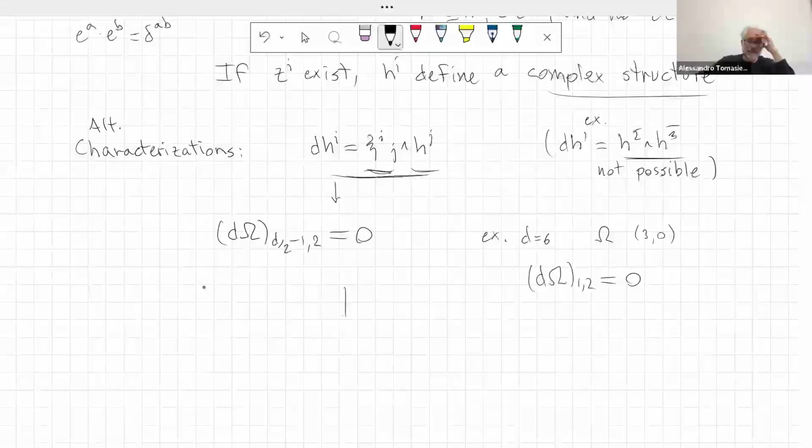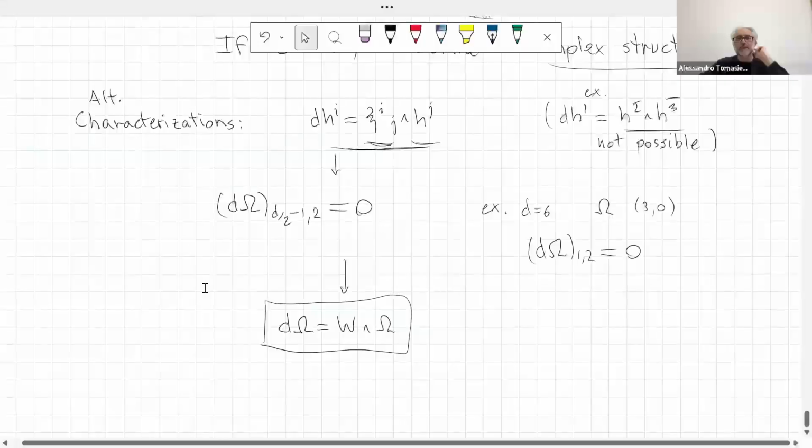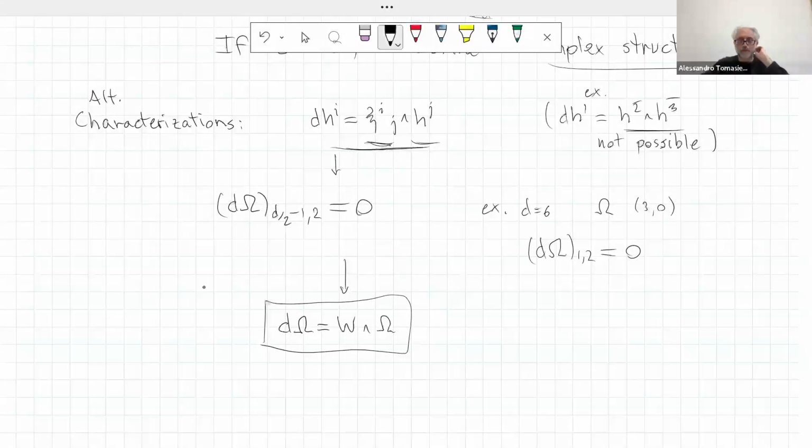And yet another way to say it is that the omega is always a one form, any one form. It could be any one form, but really here only the part that is of type 0, 1 counts, because the part 1, 0 vanishes. But anyway, the omega can only be of this form. So this is a characterization of the existence of a complex structure.